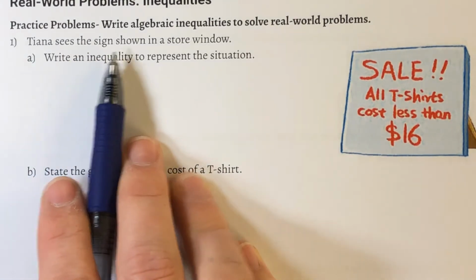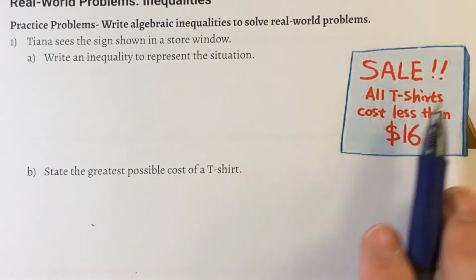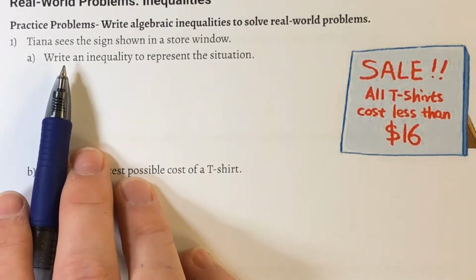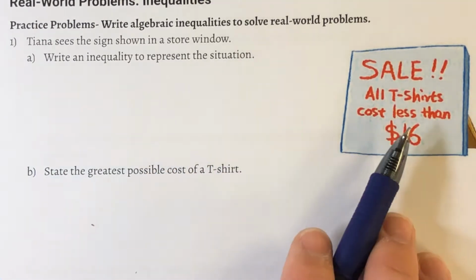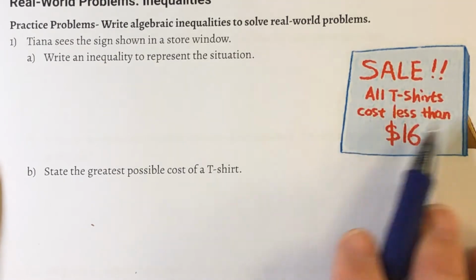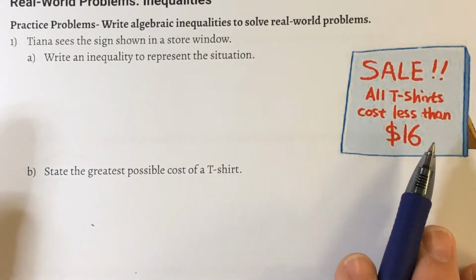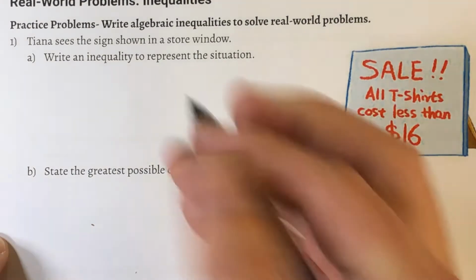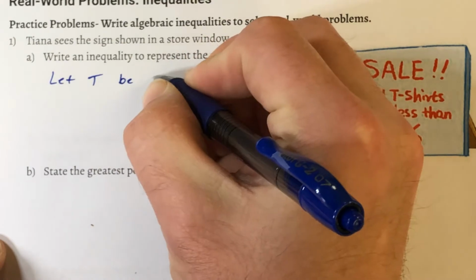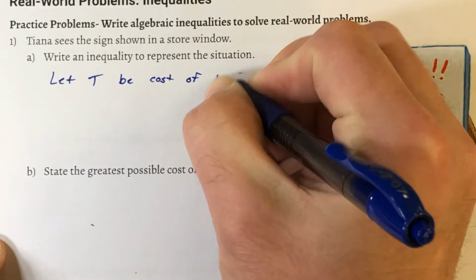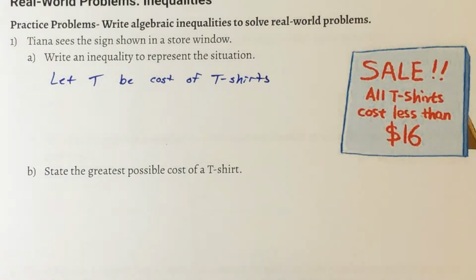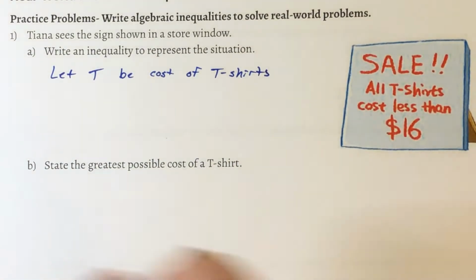Tiana sees the sign shown in a store window. Sale, all t-shirts cost less than $16. We're going to write an inequality to represent the situation. So first we need to think about what do we not know? Well, it says all t-shirts cost less than $16, so we don't really know what the cost is. We just know it's less than $16. So we're going to let capital T be the cost of t-shirts, and we're going to determine what the cost could be with an inequality.